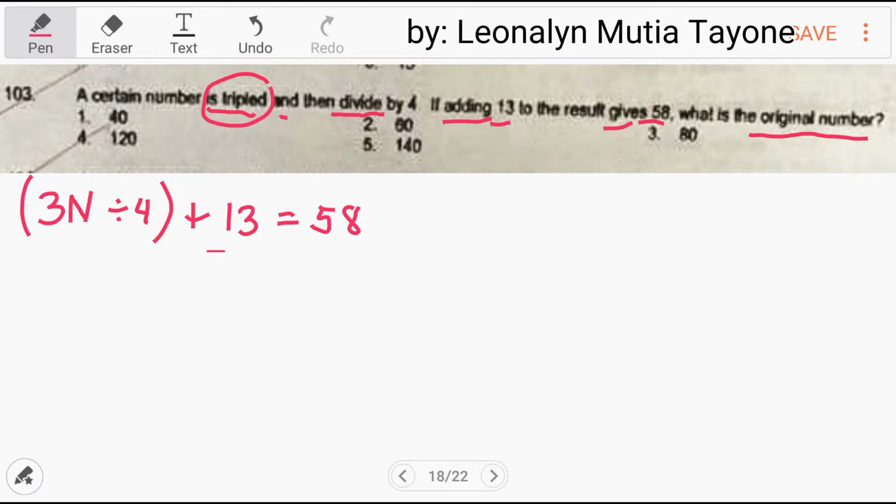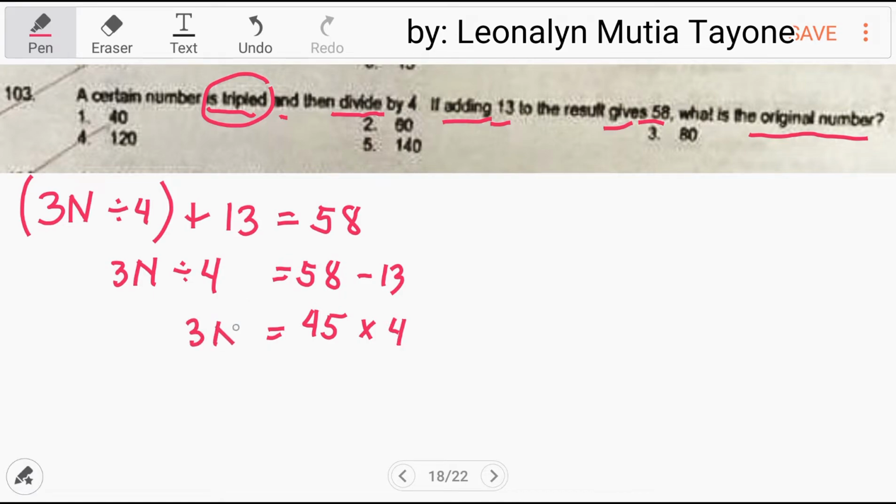Since the 13, pang-add yan, pang-minus siya sa 58. So, 58 minus 13, and that is 45. Ang natitira dito ay 3n divided by 4. Since si 4 pang-divide sa 3n, pang-multiply na siya sa 45. So, 3n na lang ang natira. 45 times 4, and that is 180.